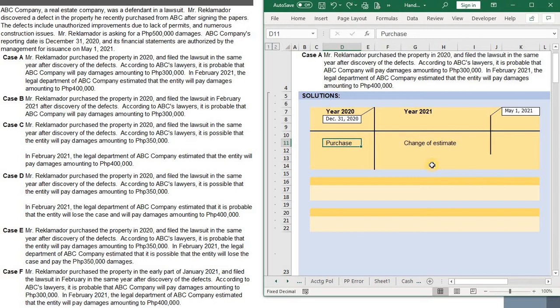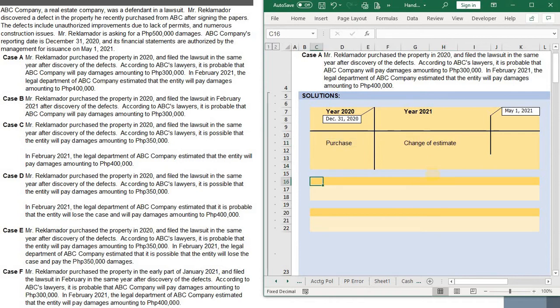Because the very reason that all the events occurred is the purchase made by Mr. Reclamador, not the discovery of the defect and not the date Mr. Reclamador filed the lawsuit. The condition that must be in 2020 so that the change of estimate is an adjusting event should be the main reason why all the events occurred, and that is the purchase transaction. Again, the condition or event that must exist in 2020 is the purchase, not the discovery of the defect and not the filing of the lawsuit, because the purchase transaction is the main reason for all the events that happened. And since the change of estimate is related to the purchase that happened in 2020, this event is considered an adjusting event.